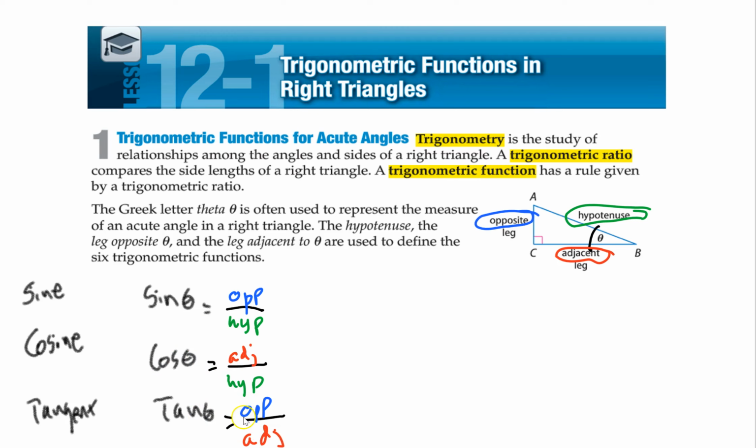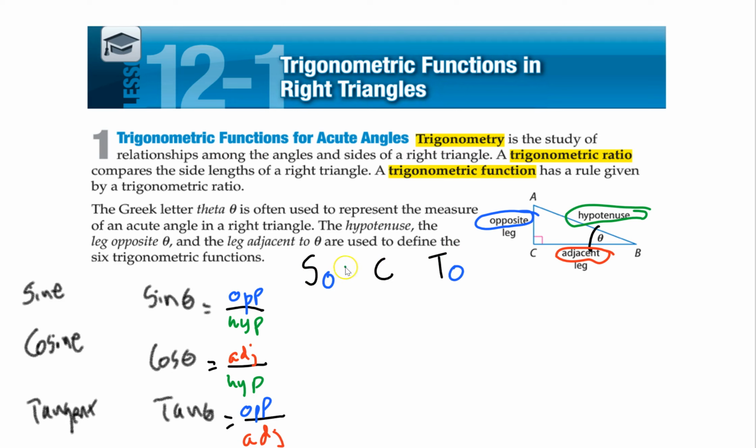You have to memorize these. We use them all the time, and for the rest of our math career we're going to use them, so you have to know them. Luckily, there's an easy mnemonic that I love and use all the time to remember this. I'm sure you've heard it before. It's called SOHCAHTOA, where we have sine, which is opposite over hypotenuse.